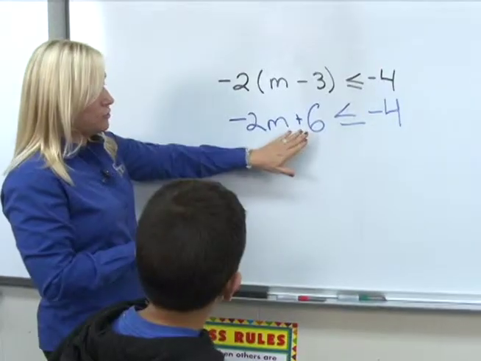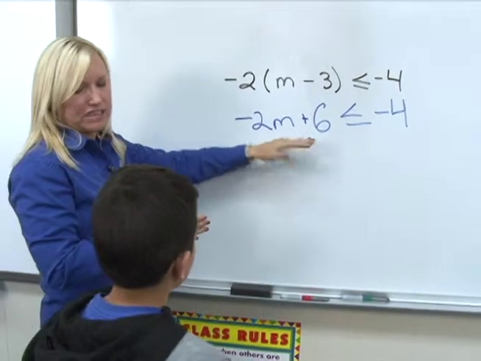The first thing we need to do is we always want to undo adding and subtracting. And it's kind of like the opposite of the order of operations, because we're working backwards. So the first step we want to do is get rid of this +6. So what's the inverse of adding? Subtracting. So let's go ahead and subtract.